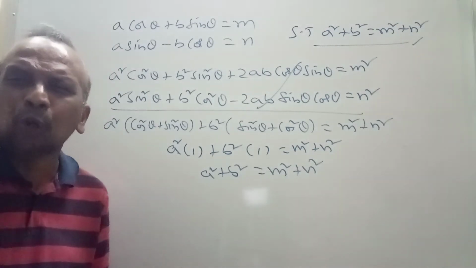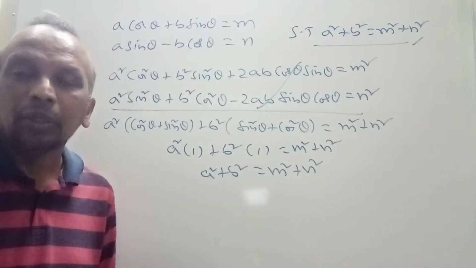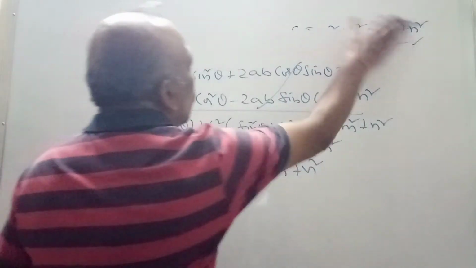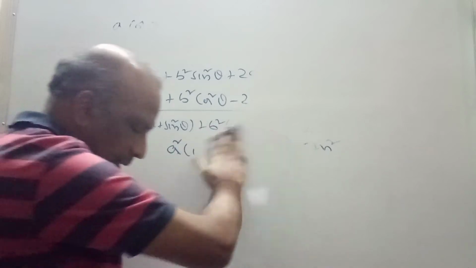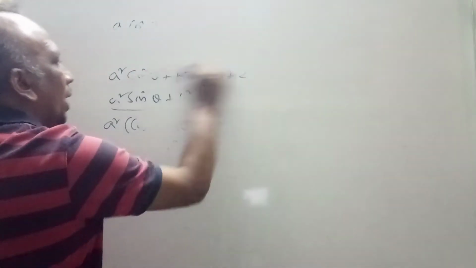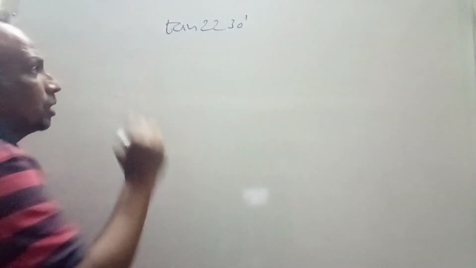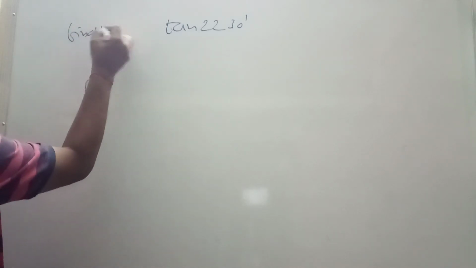After that, I am going to explain the next problem: find the value of tan 22 degrees 30 minutes. See this problem, tan 22 degrees 30 minutes is given. Find the value of this one. This is the problem.